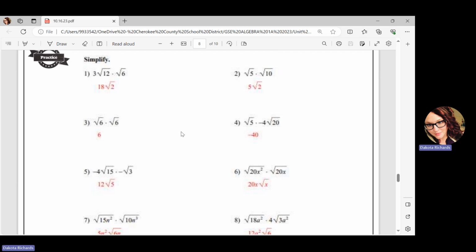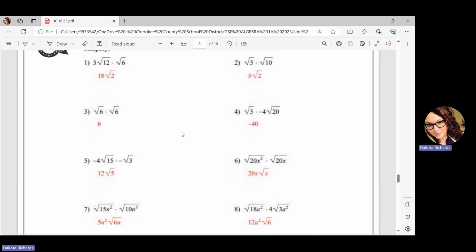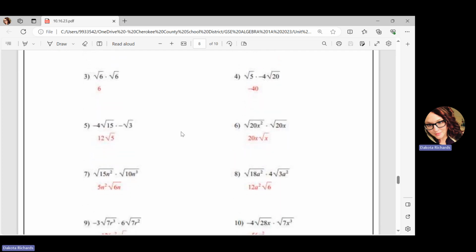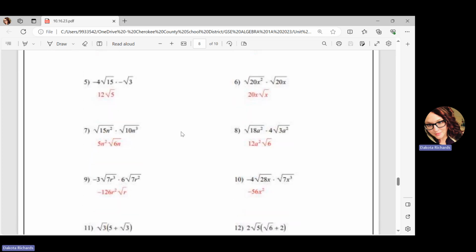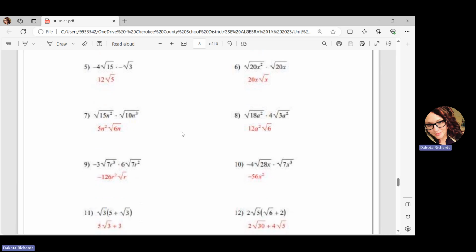Number 1, 18 square root 2. Number 2, 5 square root 2. Number 3 is just 6. Number 4 is negative 40. Number 5 is 12 square root 5. Number 6 is 20x square root x. Number 7, 5n squared square root 6n.